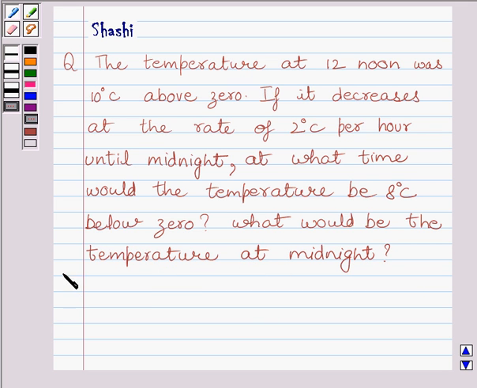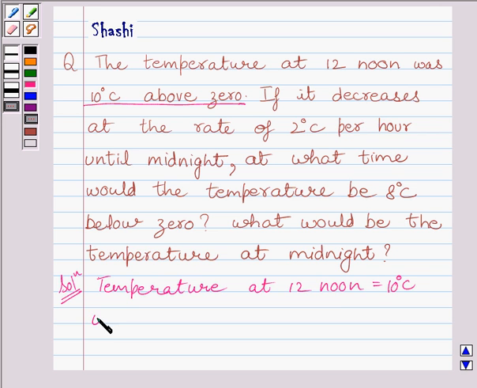Let us now start the solution. We are given temperature at 12 noon was 10 degrees Celsius above zero. So we can denote it by plus 10 degrees Celsius since it is 10 degrees Celsius above zero. So we can write temperature at 12 noon is equal to 10 degrees Celsius, which we can denote by plus 10 degrees Celsius.